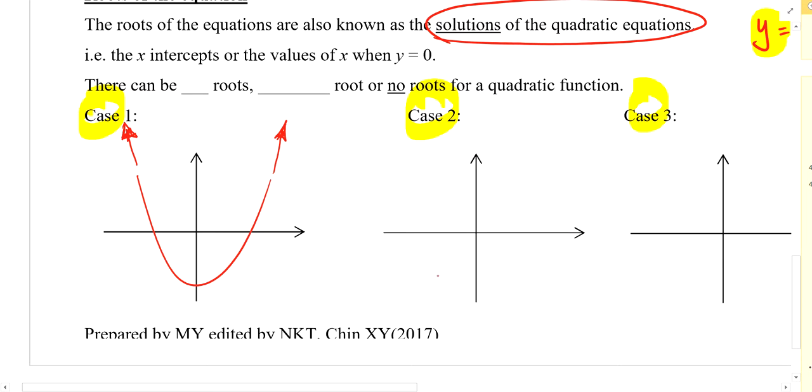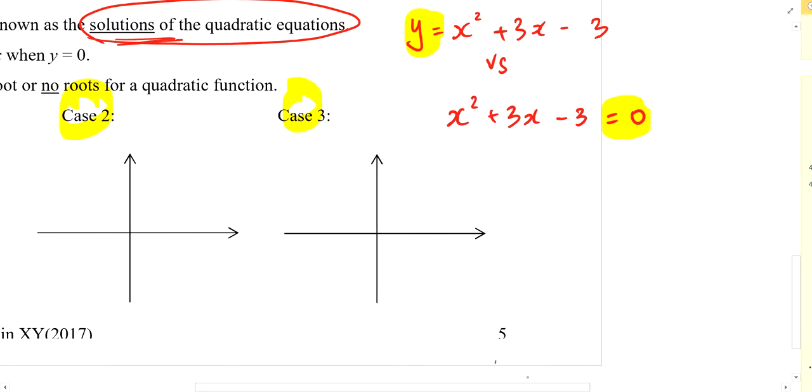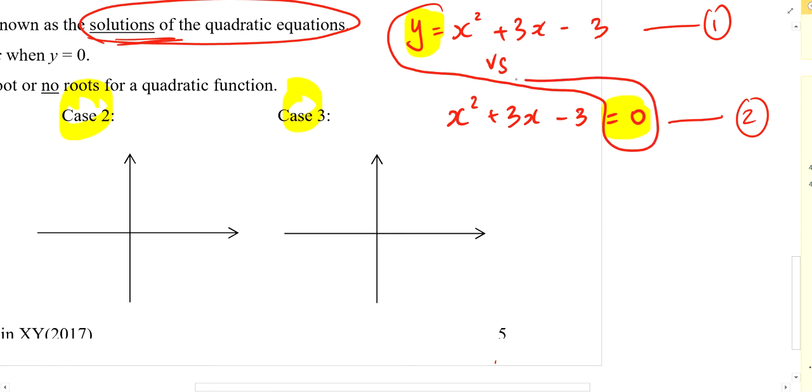Next, we are talking about roots, so we are talking about solutions. And we all agree that for equation number 1, not no solution, infinite solutions. For equation number 2, we've got 2 very specific solutions. We've got 2 values of x. And this happens when y is equal to 0. Do you see the relationship between equation 1 and 2? It happens when y is equal to 0.